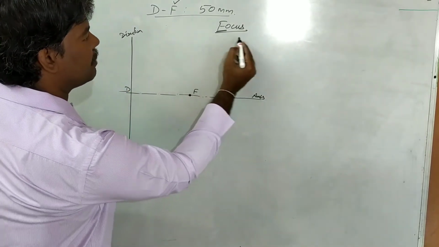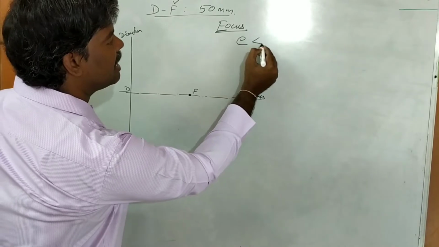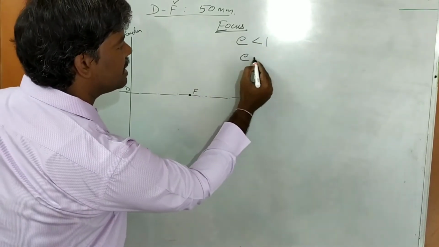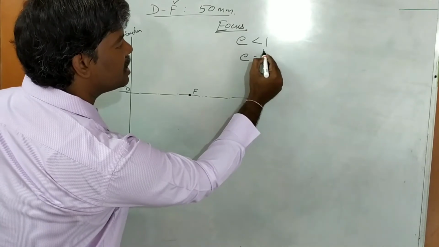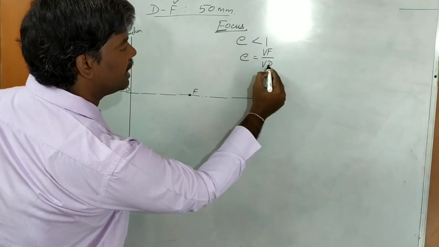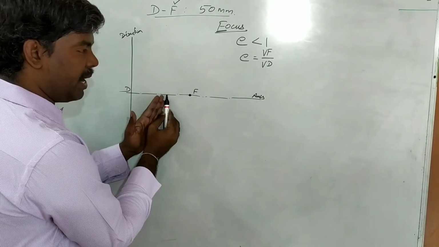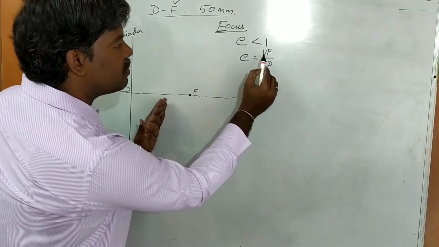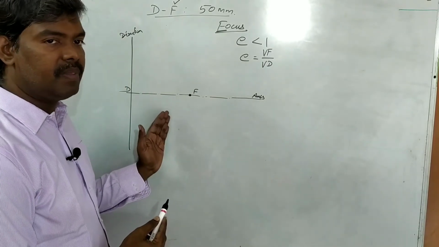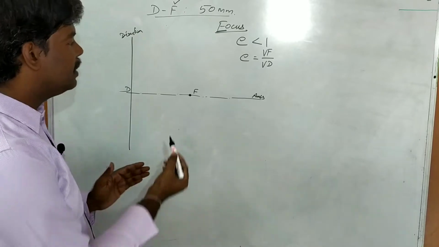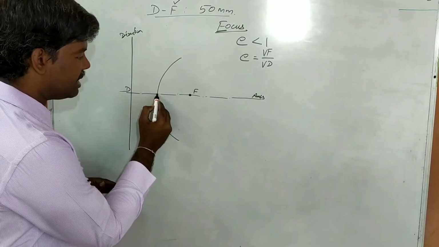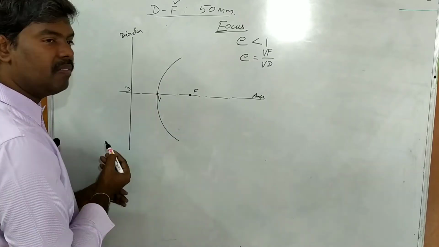Next, it is an ellipse. You know well the ellipse eccentricity value is less than 1. Eccentricity is the distance between vertex and focus divided by the distance from vertex to directrix. What is meant by vertex V? It's the point where the curve intersects the axis. That is called the vertex. Clear? For example, this is the curve, and where the curve intersects the axis, this one, is called the vertex point.